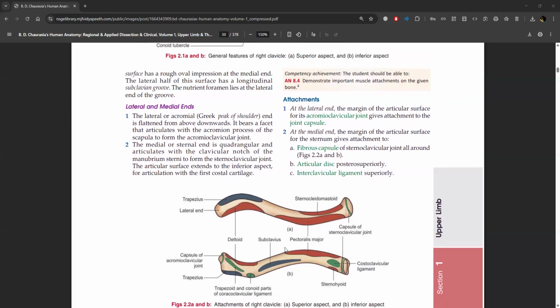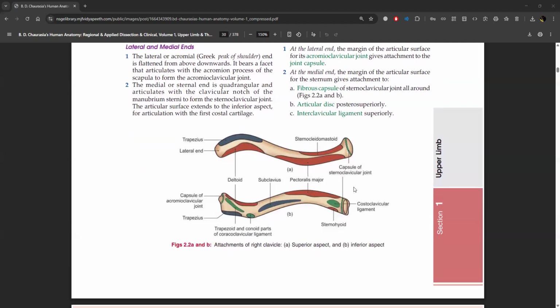Attachments. Number 1. At the lateral end, the margin of the articular surface for the acromioclavicular joint gives attachment to the joint capsule. At the medial end, the margin of the articular surface for the sternum gives attachment to the fibrous capsule of the sternoclavicular joint all around, Figures 2.2a and b. Articular disc posterosuperiorly, interclavicular ligament superiorly.